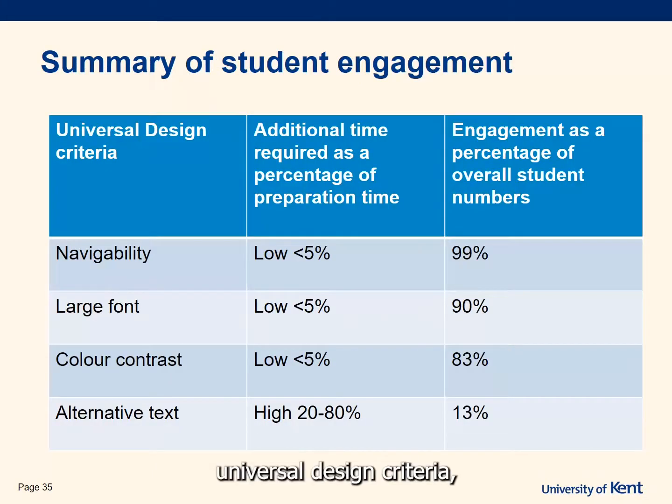Universal design criteria that don't require a huge amount of additional time, such as navigability of the document, using large font and ensuring good colour contrast in the imagery used, were readily adopted by the majority of students. Alternative text, which however does require more thought and time to implement correctly, was only adopted by 13% of students.